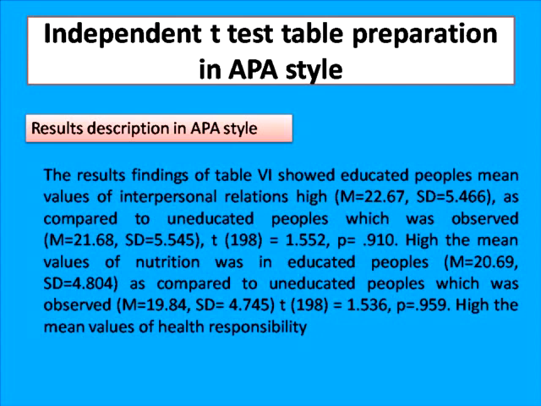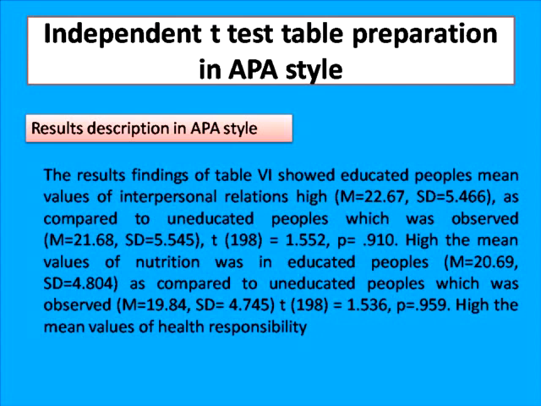This is the main thing. You have to write the mean, SD, T value, and then P, and we make the interpretation and analysis based on the mean, SD, and P. If P is less than 0.05, there is a significant difference between educated and non-educated people in interpersonal relationship and nutrition. The highest mean here is 22, so interpersonal relationship of educated people is higher as compared to non-educated people.